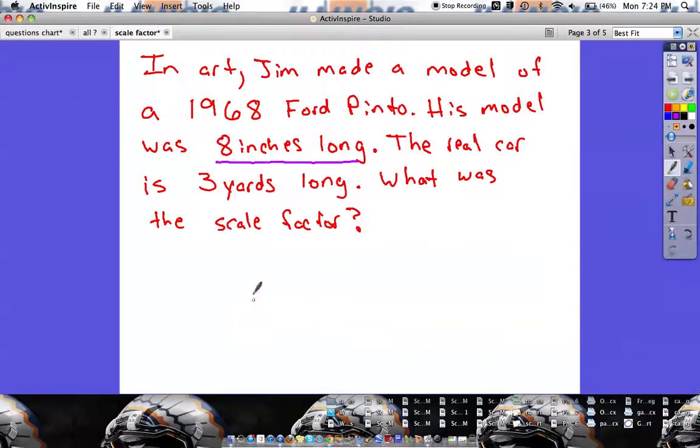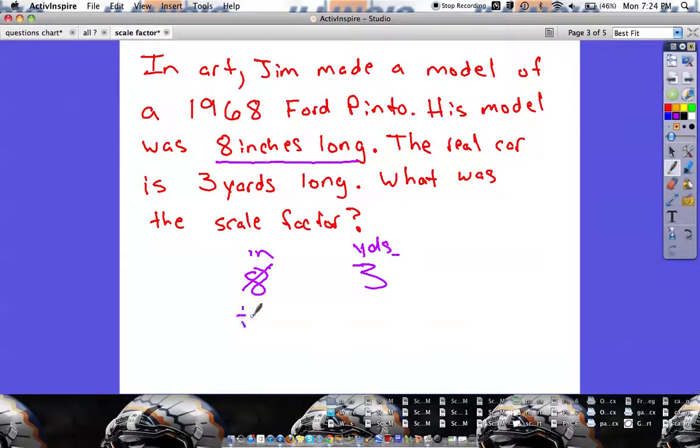So we could do this. I will put my inches here, my yards here. My question is, if I get this to 1 inch on the model, how many yards in real life is that going to be? That's basically what we're asking here. So I'll divide this by 8 because I want the inches to be 1. It wouldn't make sense to say 1 yard in real life is how many inches on the map. That would be going backwards. We're saying that 1 inch equals how many yards. That's what we're trying to figure out.